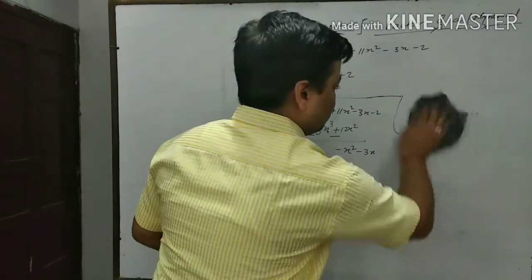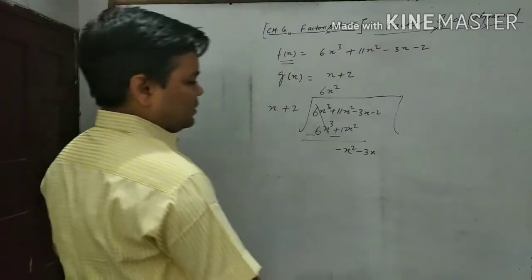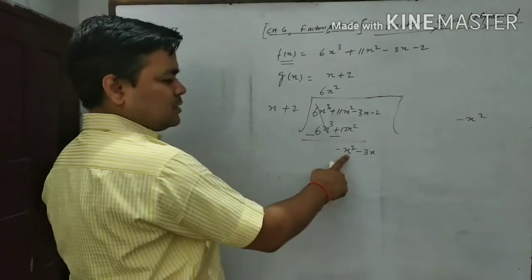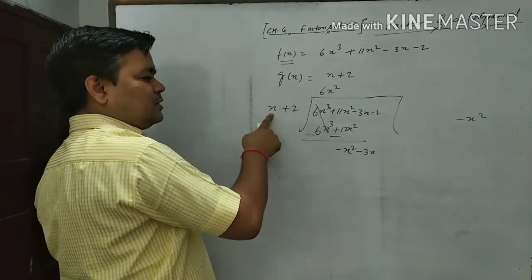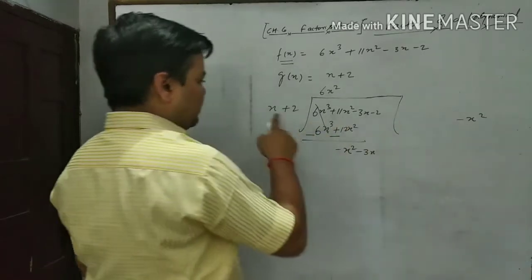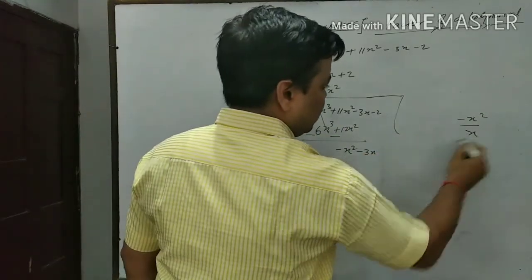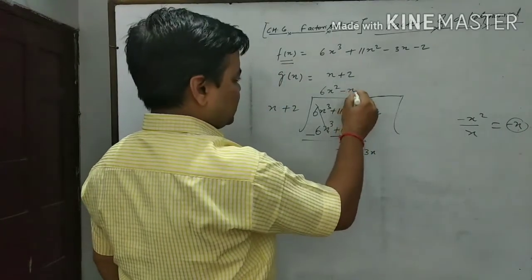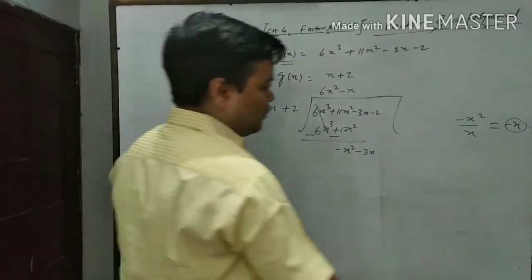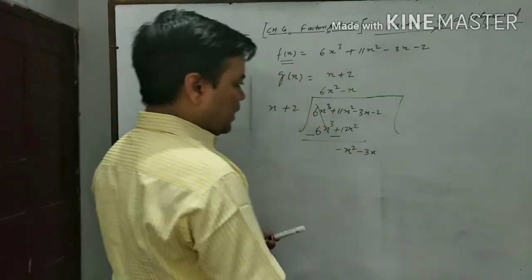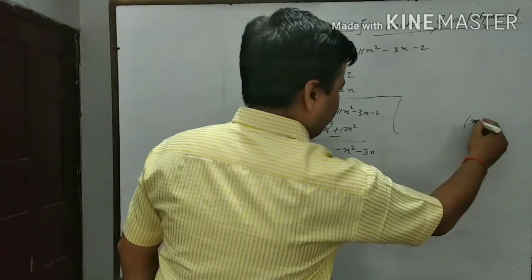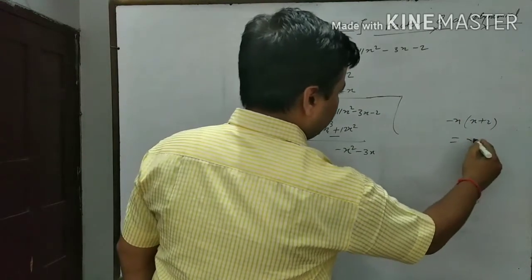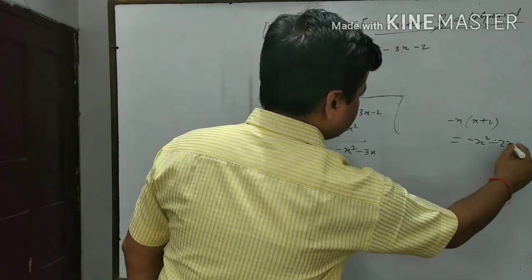Same process means we again take the first term, minus x square, of this, and the first term of the divisor here. Its value will be minus x. Now put this value here, minus x. Now we again multiply x plus 2 by minus x. So we get minus x square minus 2x.